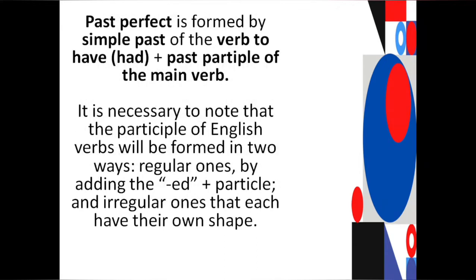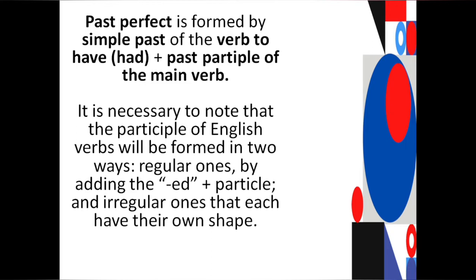The past perfect is formed by the simple past of the verb have. So I have my have in the simple past, so had, plus the past participle of the main verb. So the structure is simple: had plus the past participle of the main verb, and the complement of my sentence.